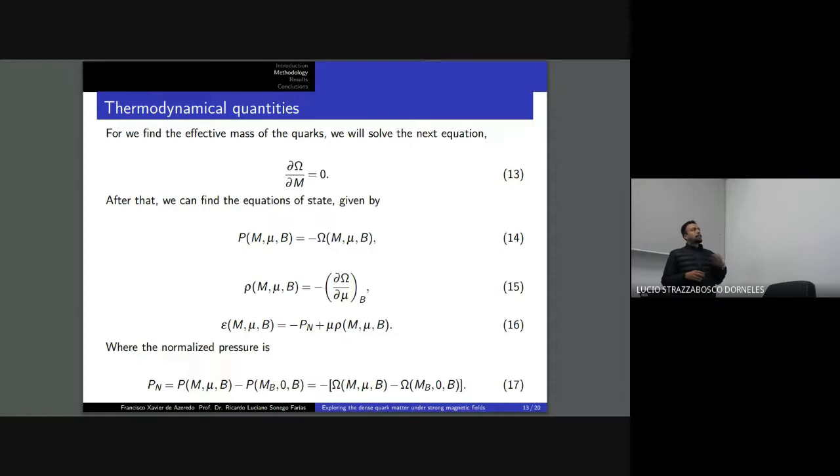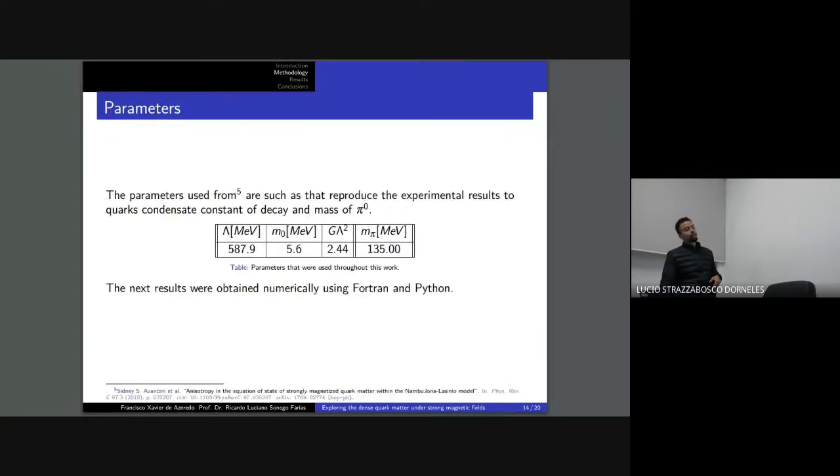So in terms of thermodynamic quantities, we must find the effective mass given by equation 13. This is the gap equation. And after that, we can find the equations of state. Equation 14 is the pressure. Equation 15 is the baryonic density, and equation 16 is the energy density. The pressure is normalized in this case, given by equation 17.